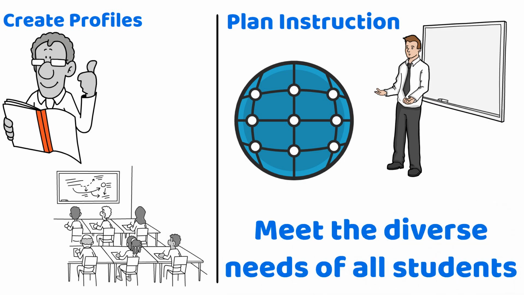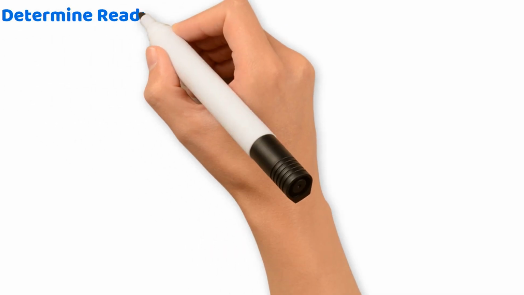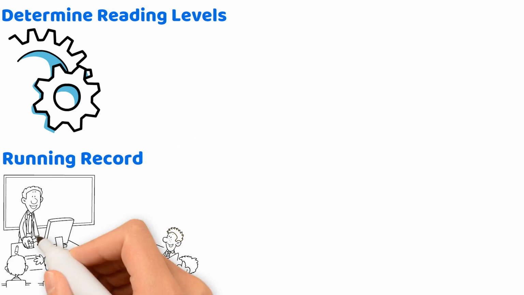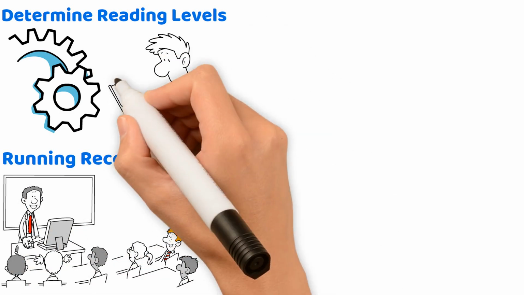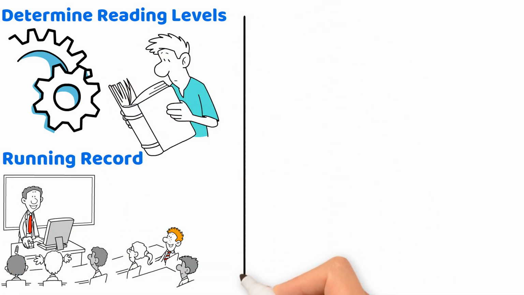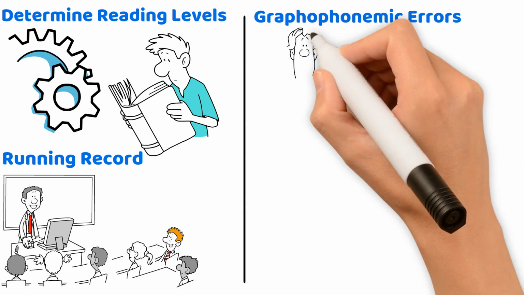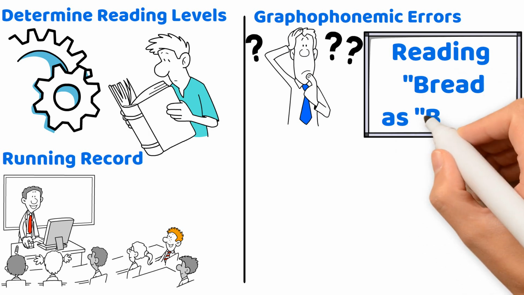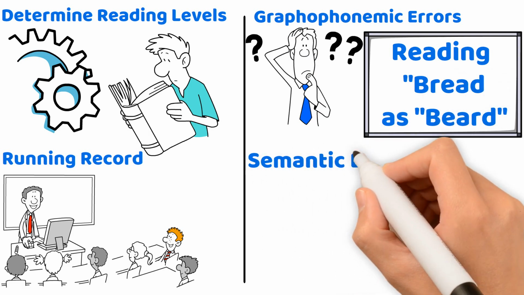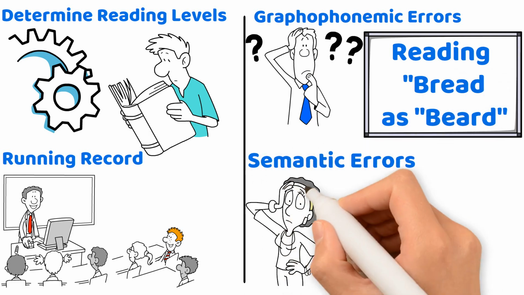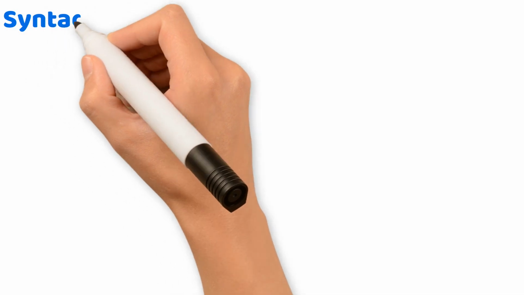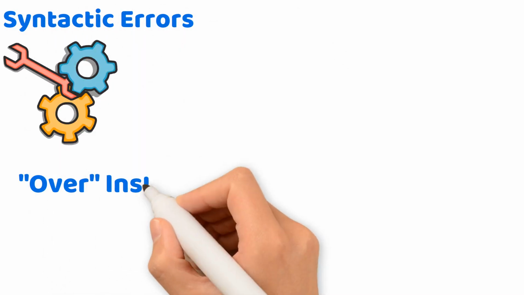of all students. Now, in order to determine reading levels, we'll use a tool called a running record, where teachers assess a student's reading level by noting patterns of errors during reading, such as graphophonemic errors, confusions in sound-letter relationships, e.g., reading bread as beard; semantic errors, mistakes in understanding meanings, like reading house instead of home; syntactic errors, errors in sentence structure such as using over instead of under.